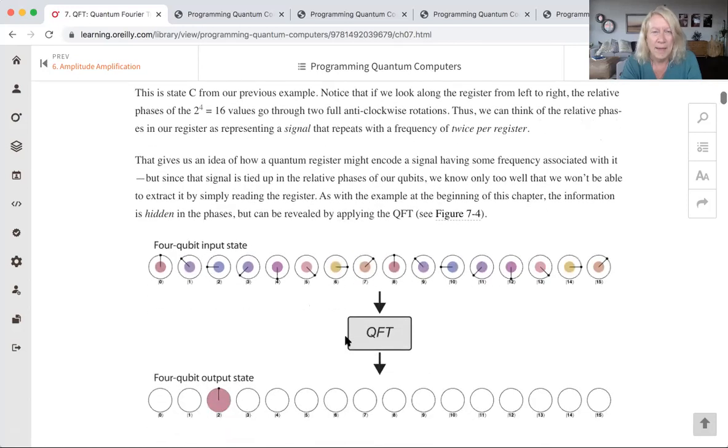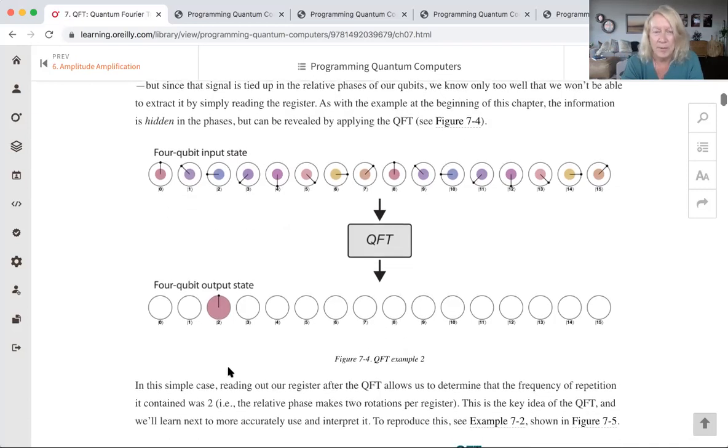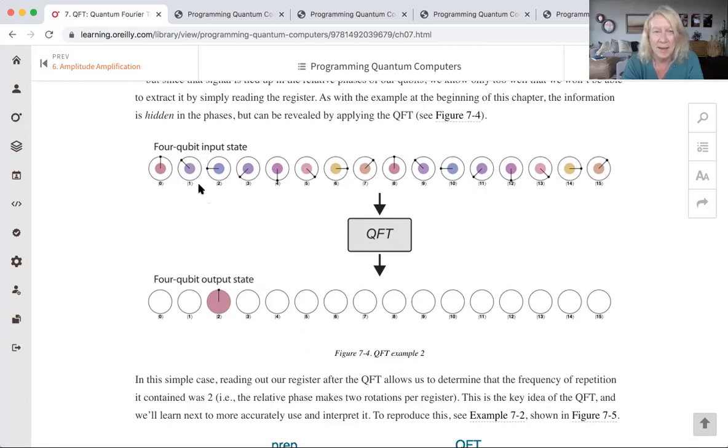And then they go on to say this is giving us an idea of how a quantum register might encode the signal, having some frequency associated, but the signal is tied up in the relative phases. Okay, so we can't just read it because in quantum that destroys it, right? So we have to do something more fancy, and that fancy thing is the QFT. Again, this was kind of an aha moment the first time I saw it. I was like, okay, it's going around twice. I get it.